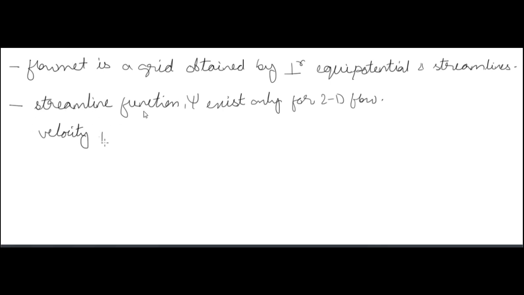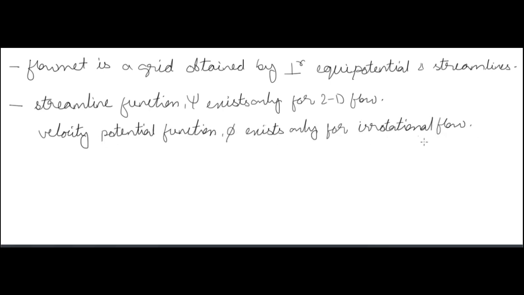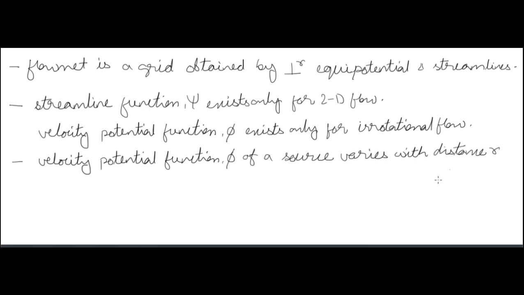Now the streamline function psi exists only for 2D flow, and the velocity potential function exists only for irrotational flow. The velocity potential function phi for a source varies with distance r as ln r. Okay, so velocity potential with respect to a source varies as ln r.